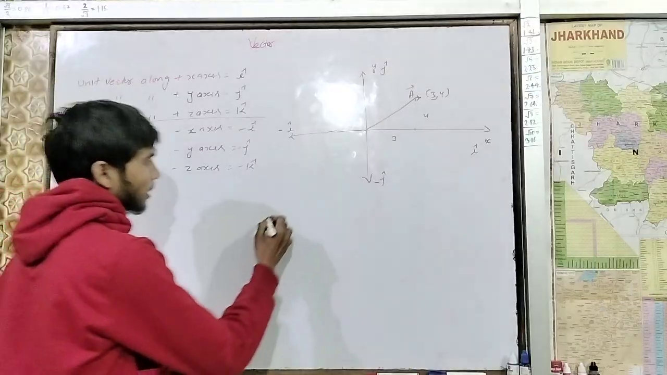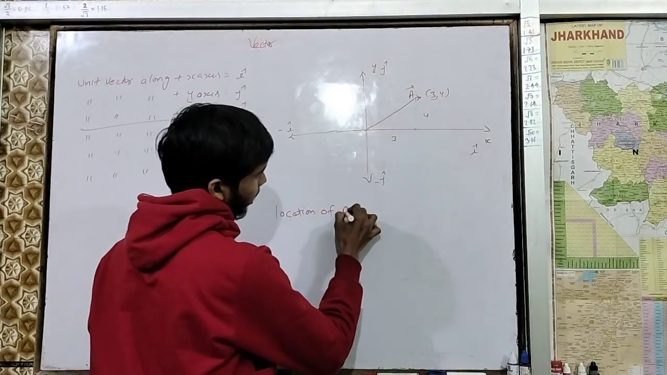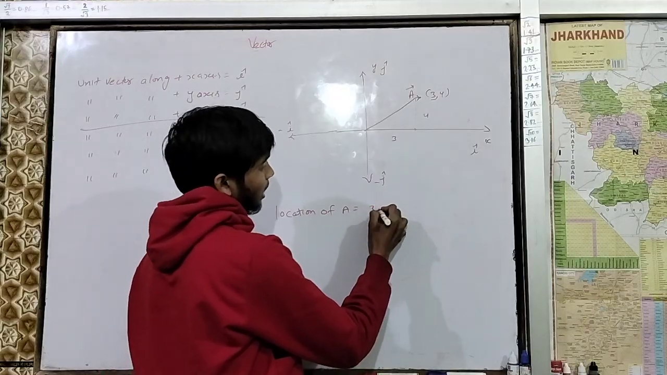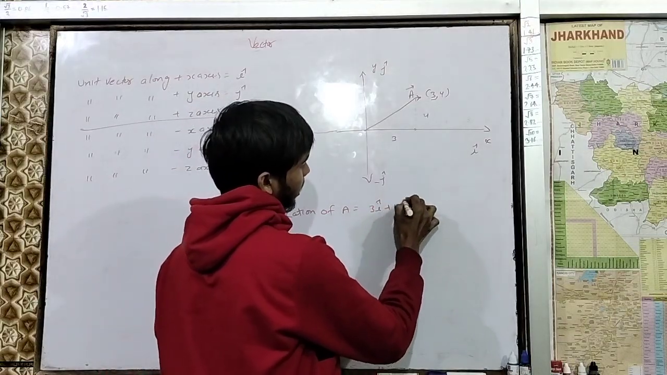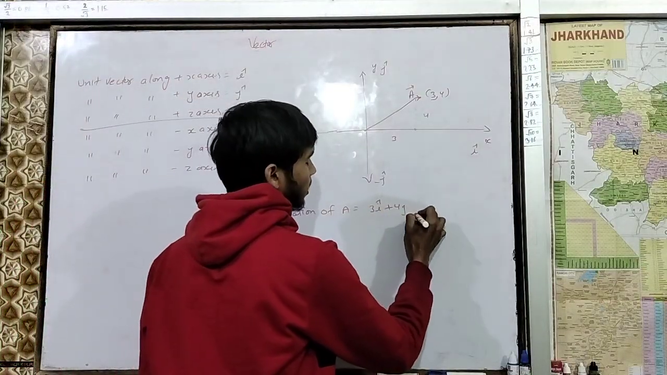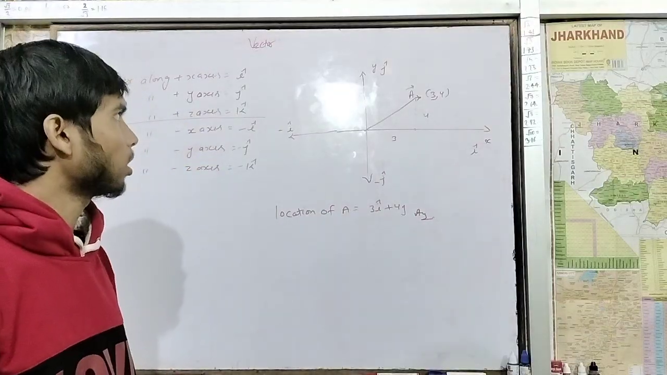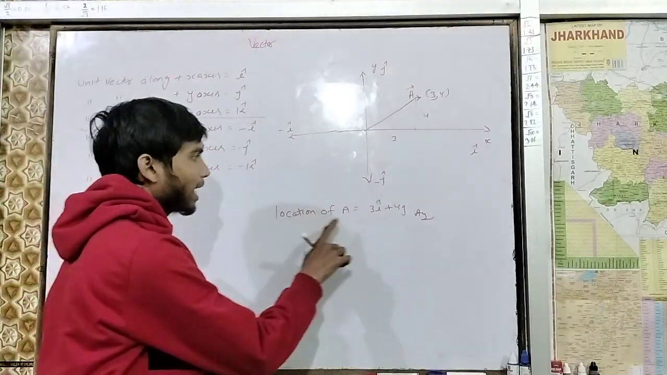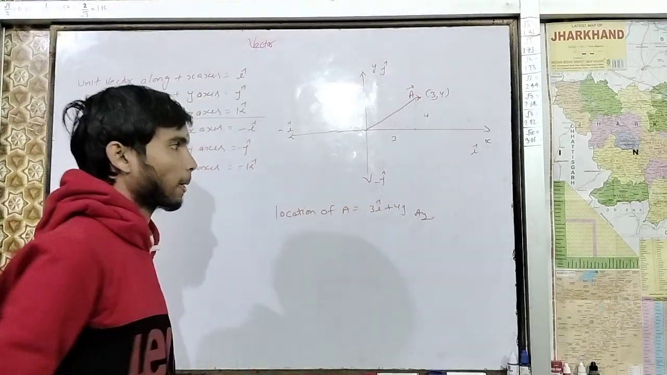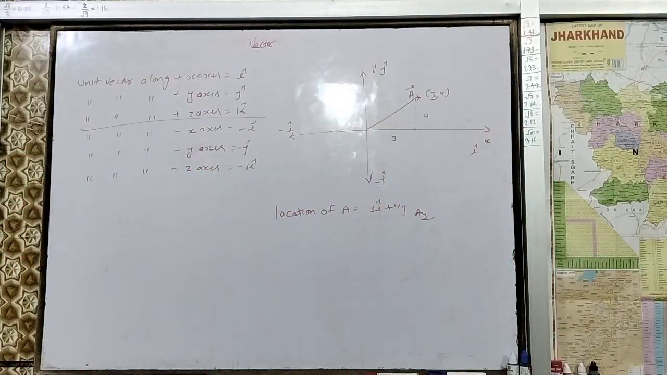Can you say that location of A is 3I cap plus 4J cap? This is our complete communication to tell the location of anything. So location of A is 3I cap plus 4J cap.